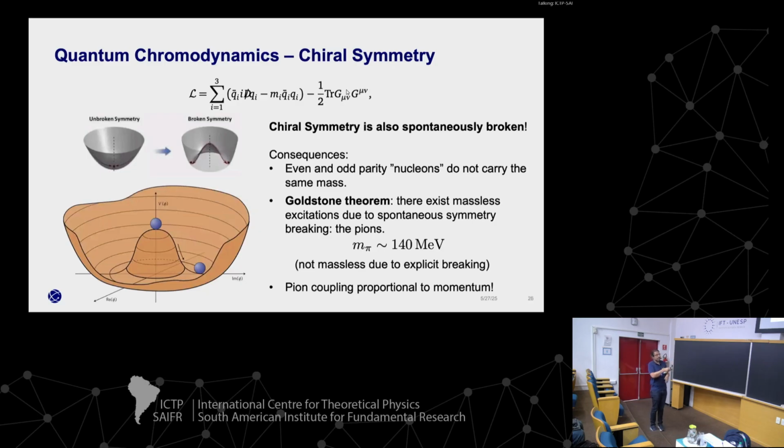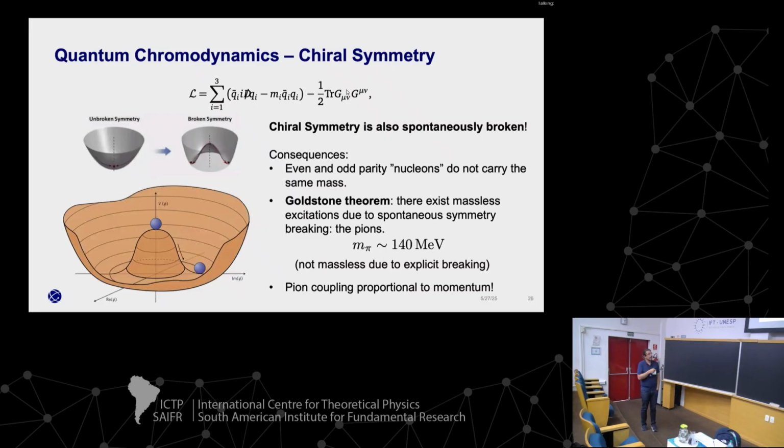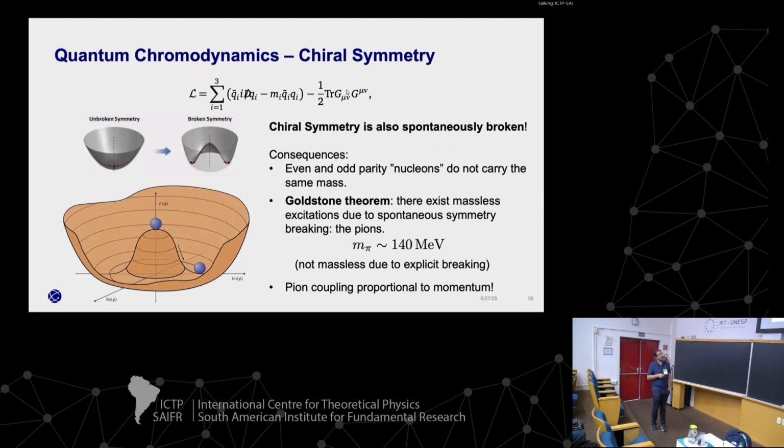And so now, when you rotate, you get a different system. So chiral symmetry is spontaneously broken just by the nature of the QCD Lagrangian. And so this actually has important consequences. First of all, it explains why the nucleons with odd and even parity do not carry the same mass.